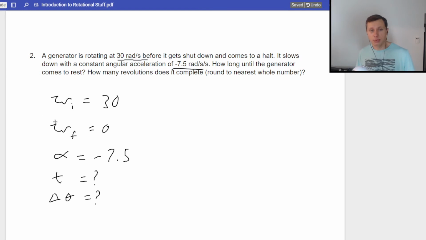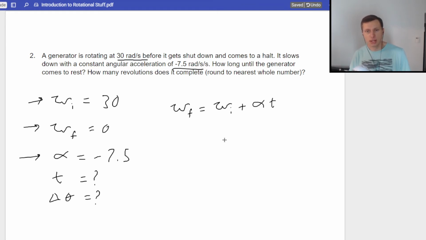Okay, great. So again, we have 3 of our 5 variables, which means we can plug in and solve for time or delta theta. Let's start with time. It's actually going to be the exact same equation from before. Omega final equals omega initial plus alpha times time. Go ahead, I'll give you 30 seconds to solve this on your own. And then I'll be doing the work on the screen right now in the meantime.